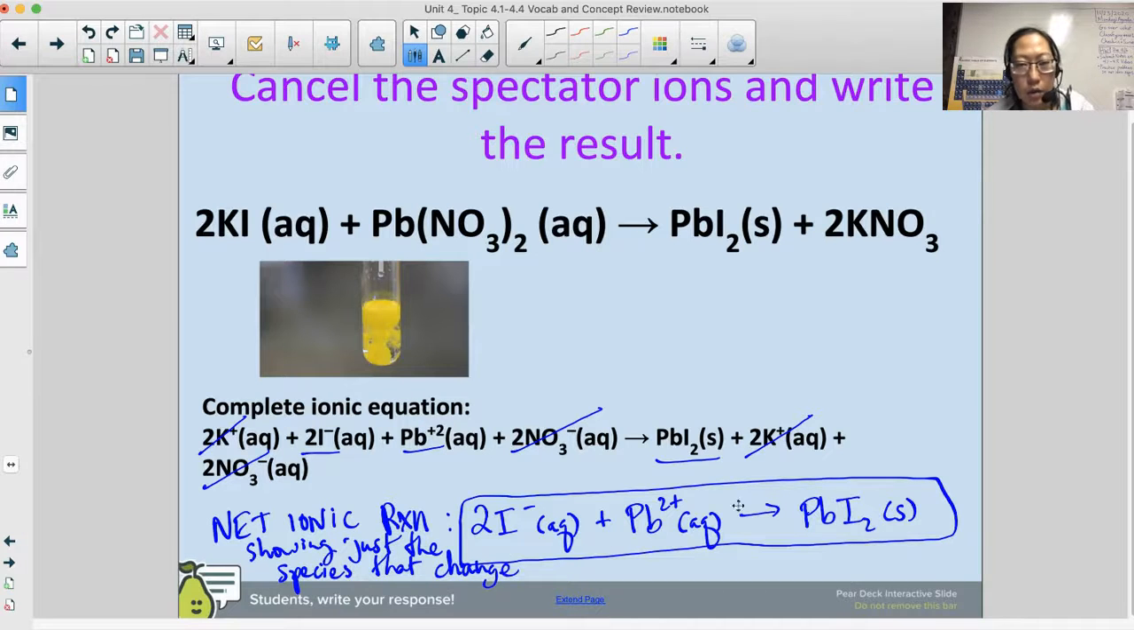And honestly, you could also just say, okay, well, we can just put together the ions that make this precipitate, and all of the rest of the ions are just hanging out. They're just spectating.